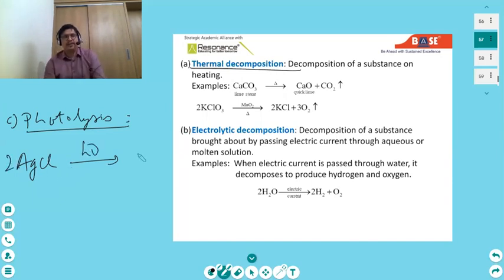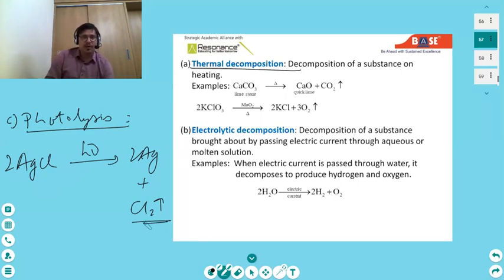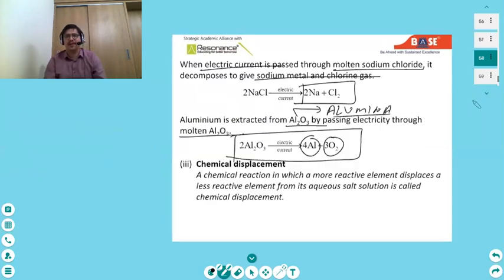When you heat this in the presence of sunlight, you see it break into silver element and chlorine gas. The upward arrow means chlorine gas is coming out. So this is your photolysis, or photolytic decomposition reaction, using sunlight, but in the lab we can use other forms of light with specific energy. So decomposition has three types: thermal, electrolytic, and photolysis. Please remember this.